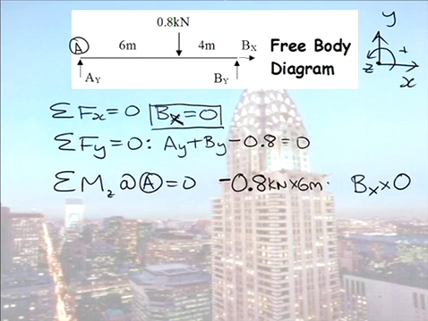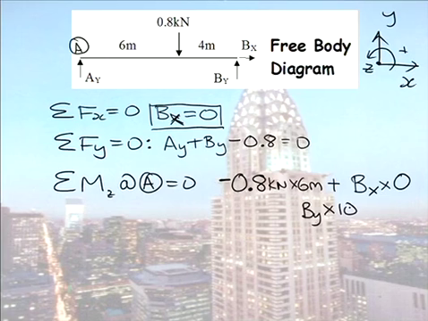So Bx times 0, normally I don't even bother putting that in the equation. But the reason we leave it out is because we have a force times a 0 perpendicular distance. The final force we have is By. So I don't put the sign in yet. I say By times 10 this time.